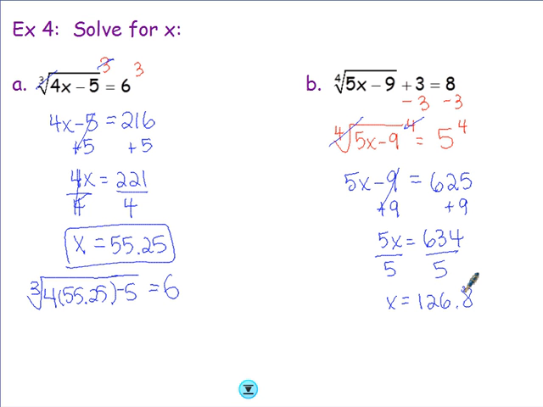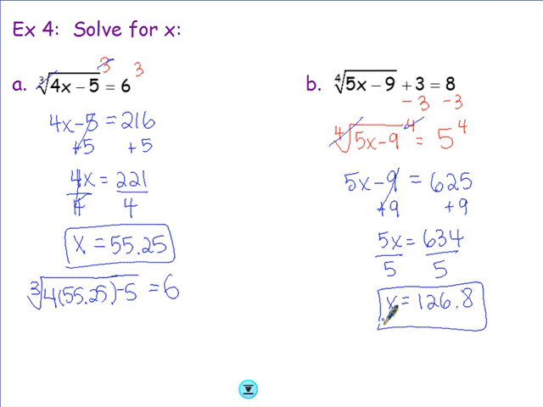All you need to do is check your answer. So if you put this back up here, you use your calculator, 5 times 126.8 minus 9, your calculator will tell you that's 625. If you take the fourth root of 625, you get 5, and 5 plus 3 is 8. It did work. So hopefully radical equations you're feeling pretty good with.